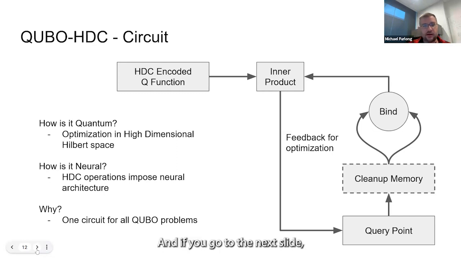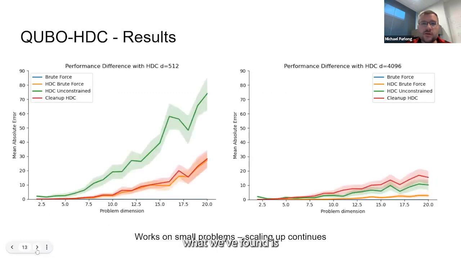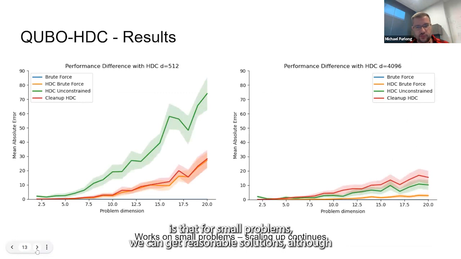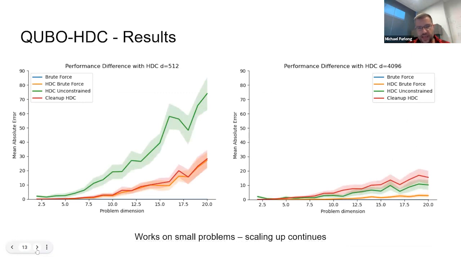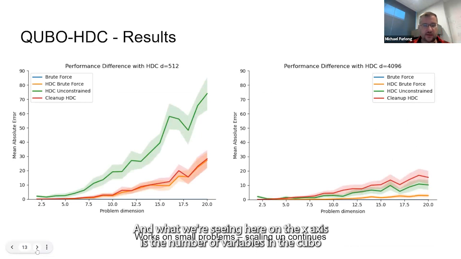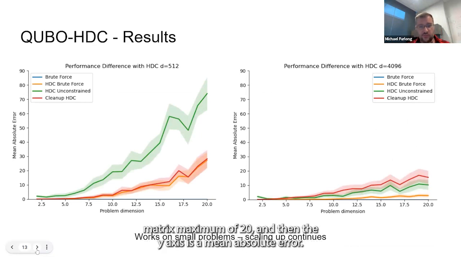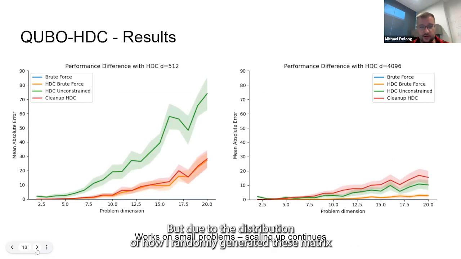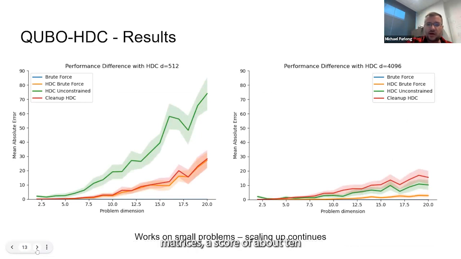If you go to the next slide, what we've found is that for small problems, we can get reasonable solutions, although as the dimensionality increases, we need progressively larger vector representations to get good performance. On the x-axis is the number of variables in the QUBO matrix, maximum of 20, and the y-axis is the mean absolute error. Due to the distribution of how I randomly generated these matrices, a score of about 10 points is about a 5% error by the time you get out to 20 variables.